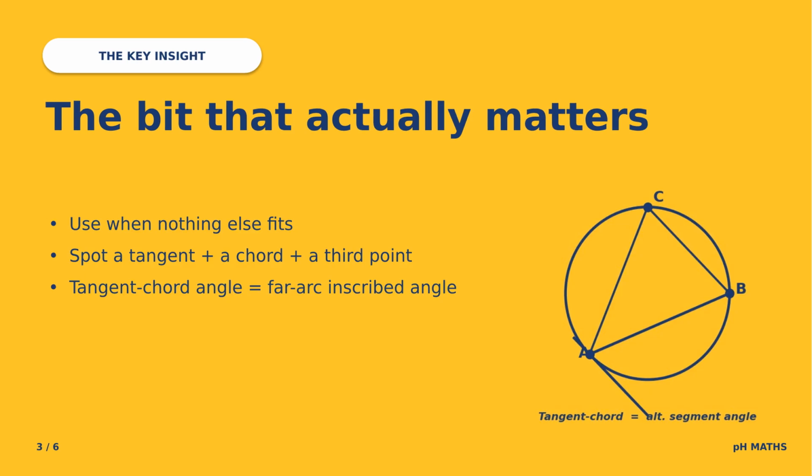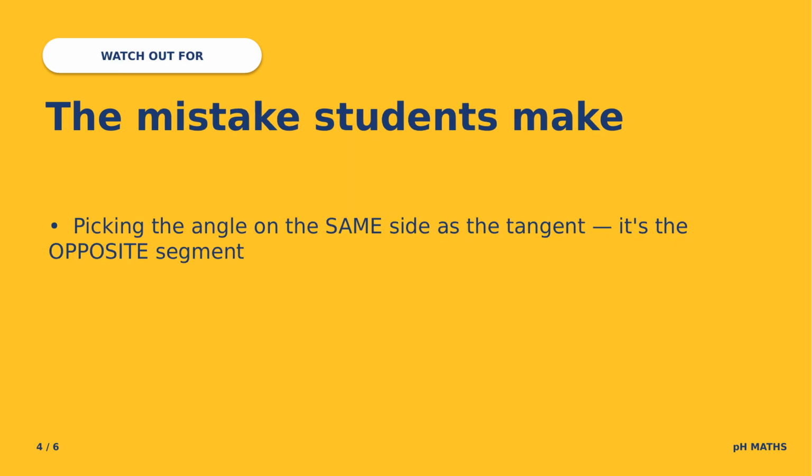Key insight: use this theorem when nothing else fits. Spot a tangent, a chord, and a third point on the circle on the opposite side of the chord from the tangent. The tangent chord angle equals the inscribed angle at that third point. It's the theorem that rescues a circle problem when everything else is stuck.